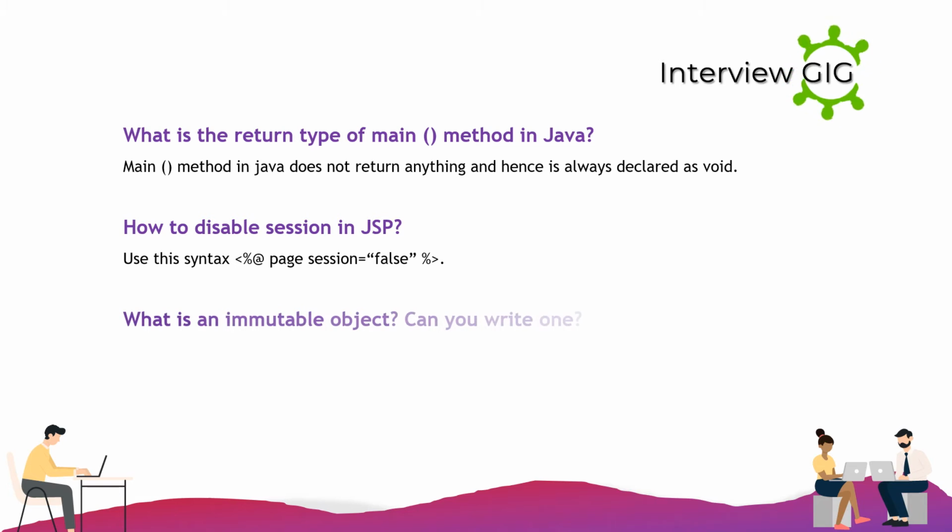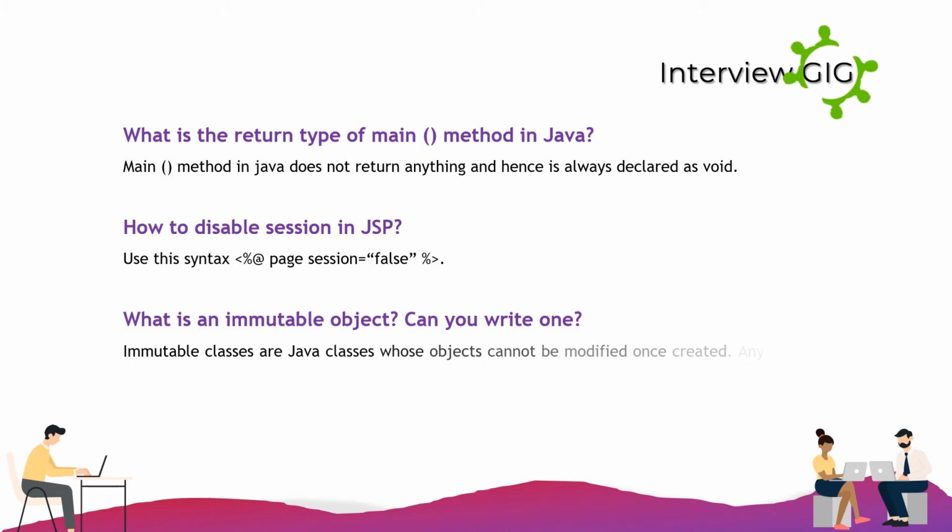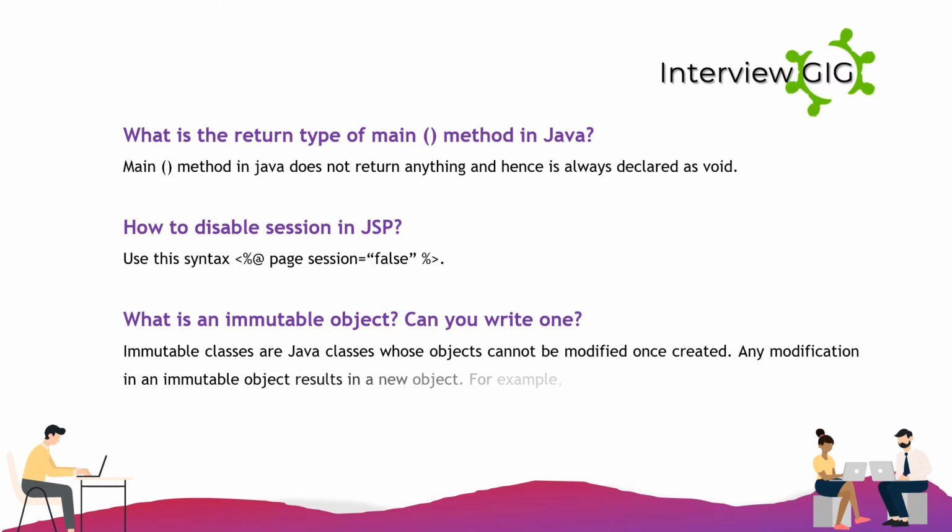What is an immutable object? Can you write one? Immutable classes are Java classes whose objects cannot be modified once created. Any modification in an immutable object results in a new object. For example, String is immutable in Java.